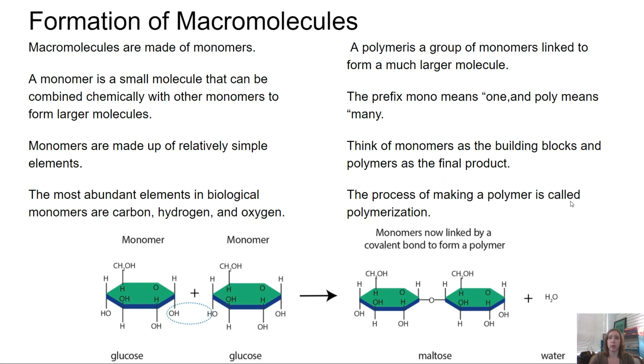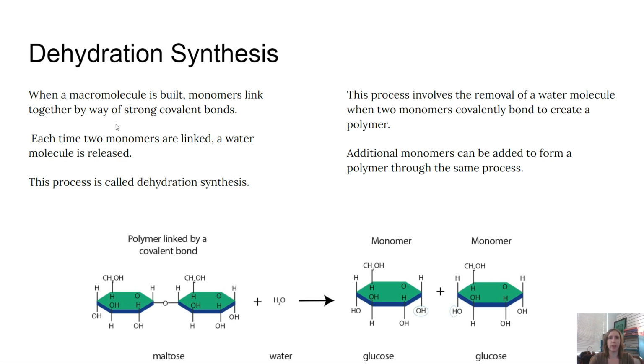The process of making a polymer is called polymerization. Here are some examples. Dehydration synthesis. So when a macromolecule is built, monomers link together by way of strong covalent bonds. Each time two monomers are linked, a water molecule is released. This process is called dehydration synthesis. This process involves the removal of a water molecule when two monomers covalently bond to create a polymer. Additional monomers can be added to form a polymer through the same process.